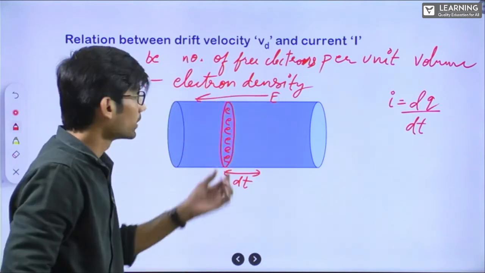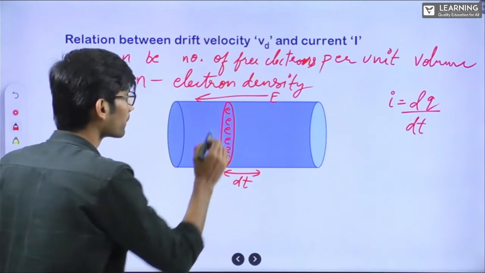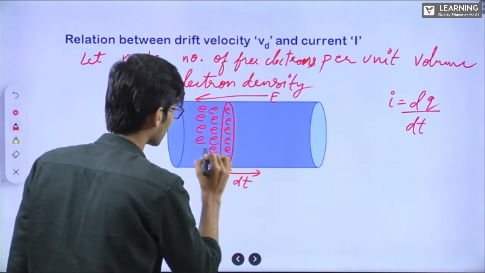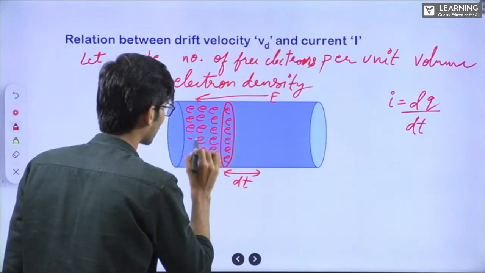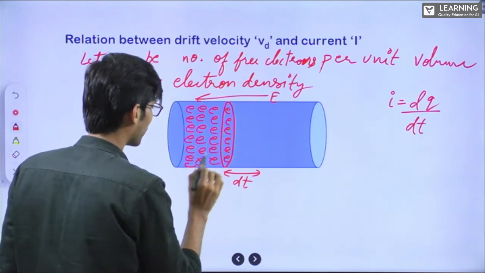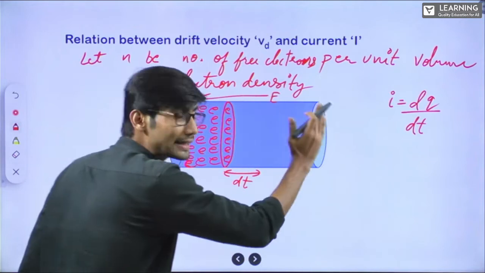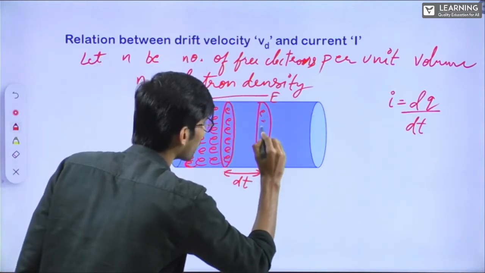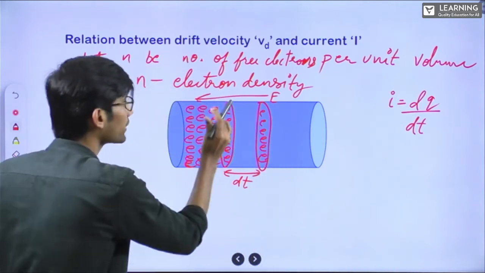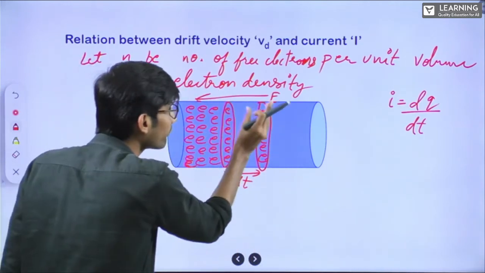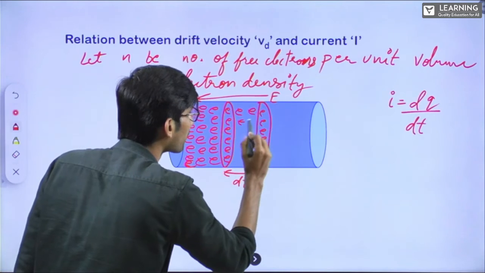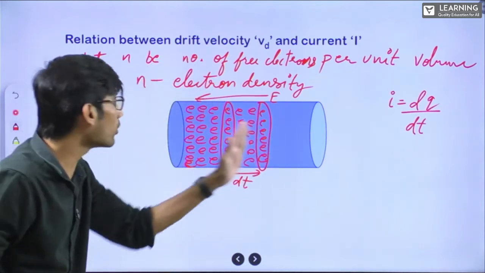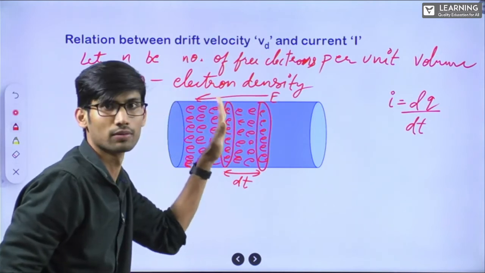But do you think only these electrons are there inside? No, right? There are a lot of electrons behind this. In front of them also, they are moving like this. So in dt time, let's say these electrons reach here. So if these electrons reach here, the electrons which were behind them will fill this space, they will reach here. Correct? So in dt time, how many electrons passed this cross section?